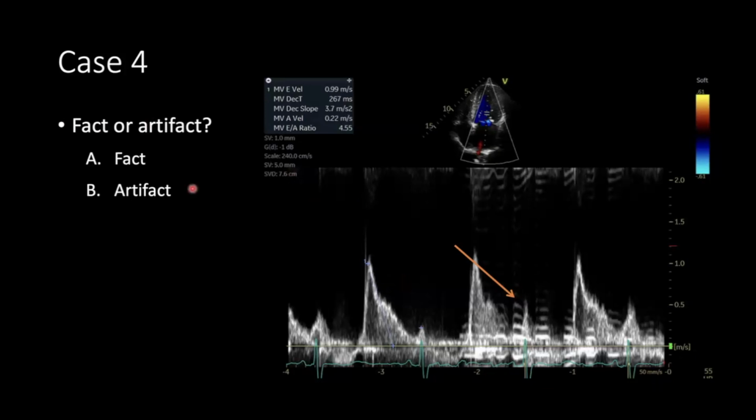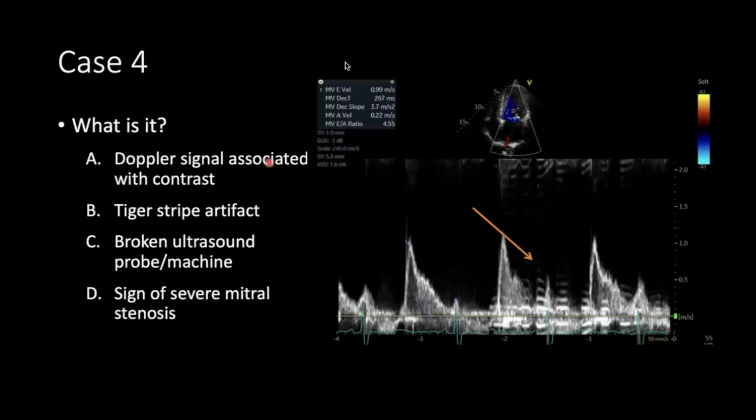Okay, in that case, what do you think it is? I've given you a couple of options. Is it a Doppler signal associated with contrast? Is it a tiger stripe artifact? Is it a broken ultrasound probe? Gotta get rid of this, get a new probe, it's not working. Or is it a sign of severe MS, in this case the mitral valve that we're talking about?